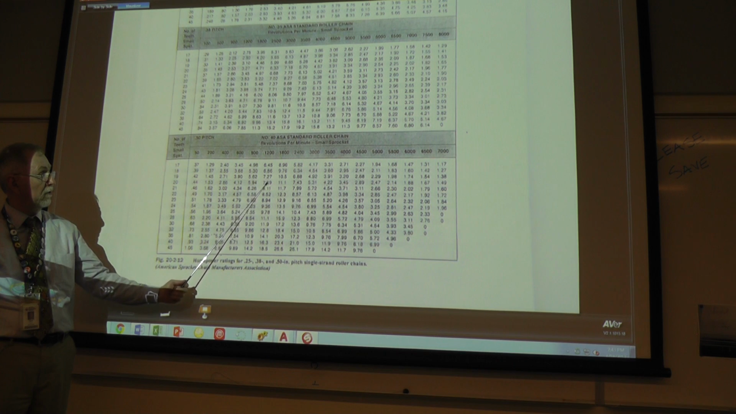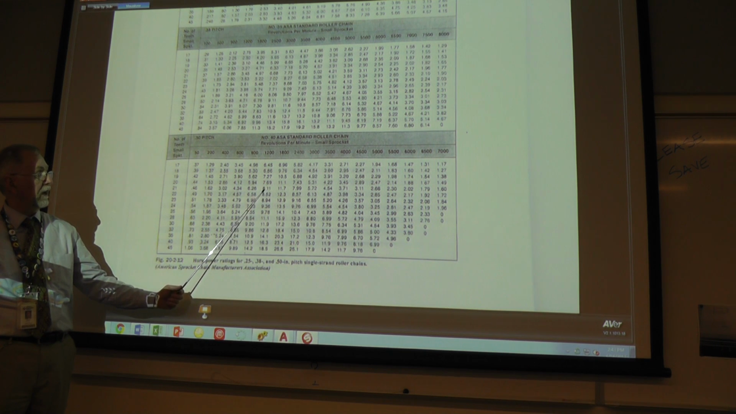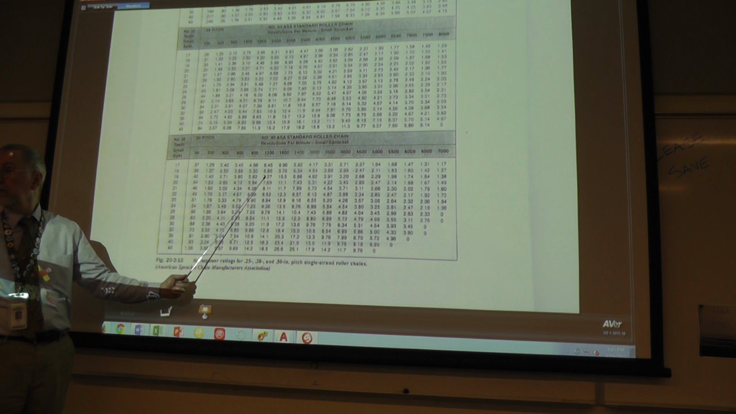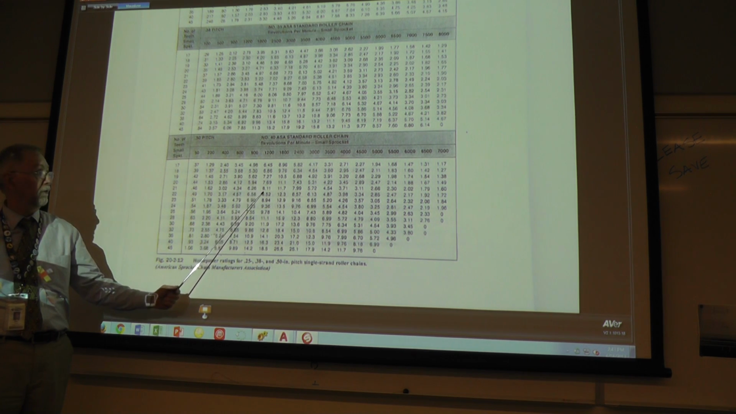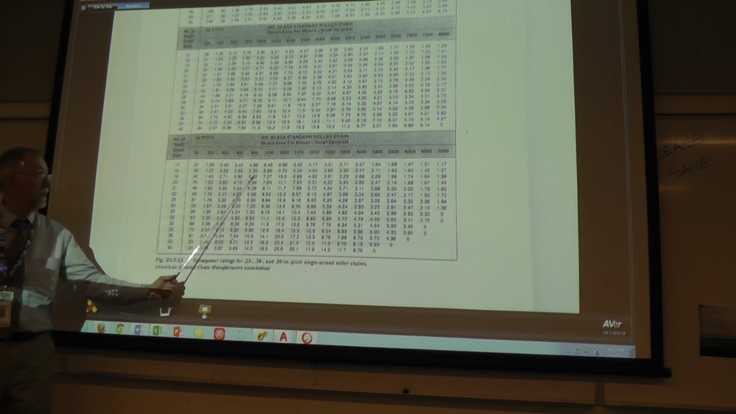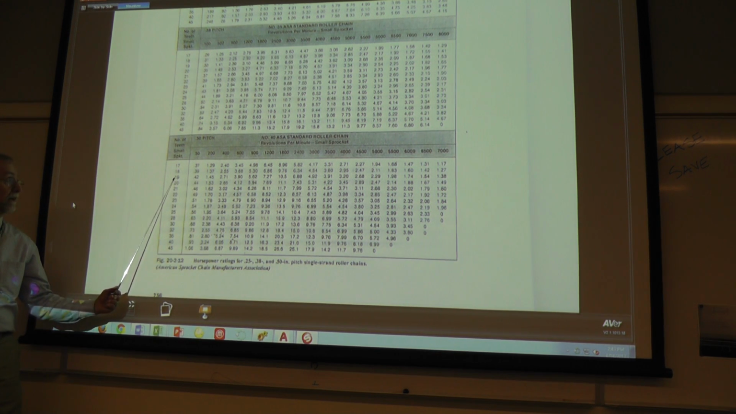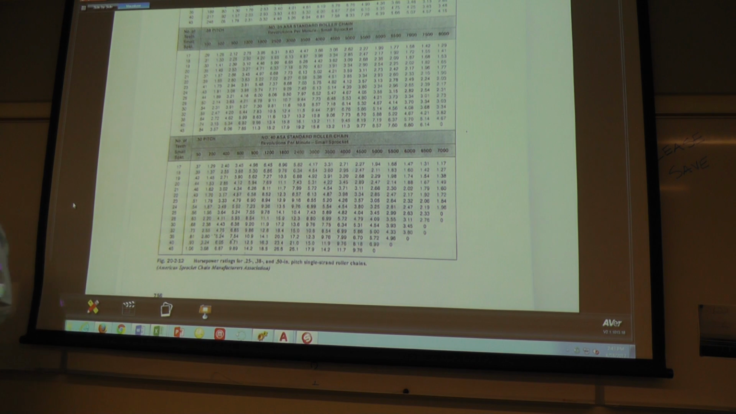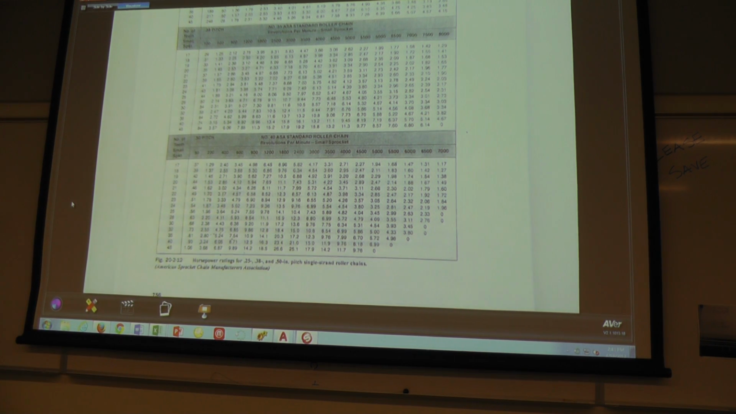I come down here and I go, okay, what other number is a little closer to my 7.5? Well, there's 8.11 and there's 7.27. 7.27 is a little closer than the 8.11 would be. So I'm going to take that and come across. Now I have 19 teeth as my initial selection, and I run my speed ratio on 19 teeth.